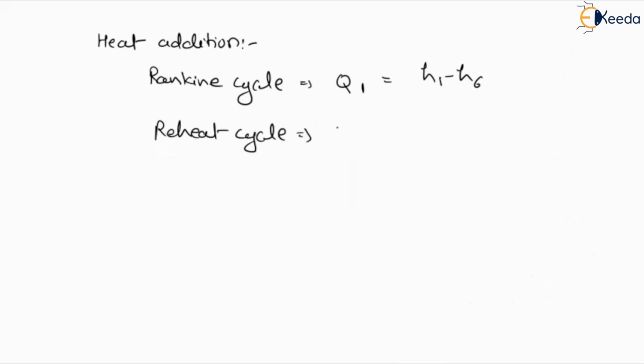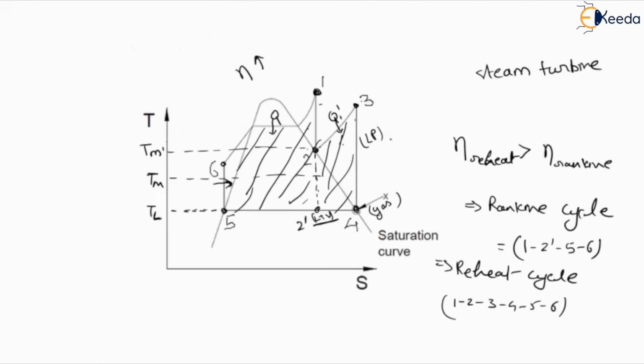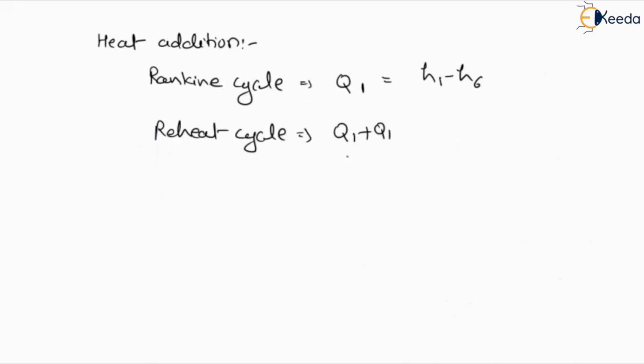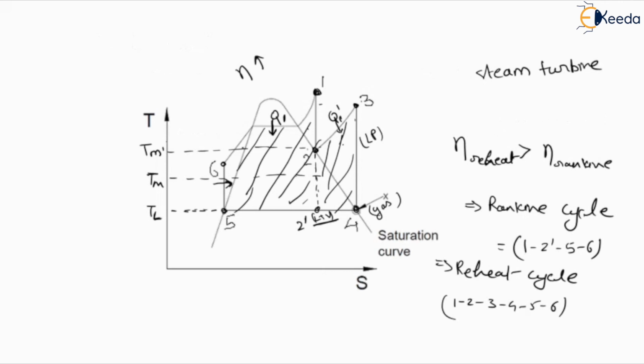So for the reheat cycle, suppose we are considering heat addition, it will be Q1 plus Q1 dash. This will be defined as Q1, the heat addition between 1 to 6, and between 2 to 3, the heat addition is Q1 dash. So it will be Q1 plus Q1 dash. So what will it be? It will be H1 minus H6 plus H3 minus H2 from here. H1 minus H6 plus H3 minus H2. It will be on the higher side.